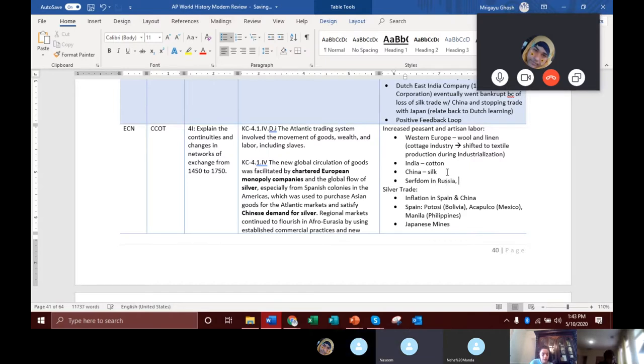Where else? I thought that said increased peasant and artisan labor, and I was really confused. It just says Europe and Asia, so it doesn't really say. Okay, sure. So, Russia, Europe, wait, serfdom in Europe declined, though, right? Because of the Hundred Years' War? Yeah. So, we'll say serfdom in Russia. I think that's just the big one. Yeah, okay.